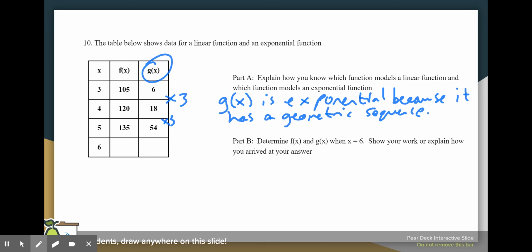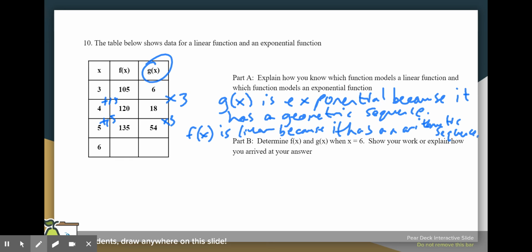So I'm pretty sure that is a linear one, but just to make sure, to get from 105 to 120, I add 15. To get from 120 to 105, I add 15. See? So f of x is linear because it has an arithmetic sequence. Okay. Now they just want us to determine f of x and g of x when x equals 6. So go through the next one. So I have to do 54 times 3. That gives me 162. On the other side, I just have to add 15. So 135 plus 15 gives me 150.